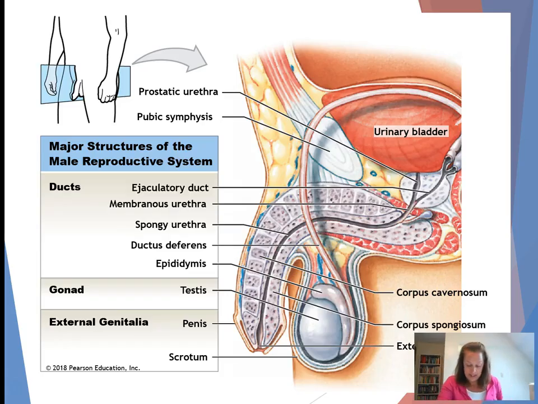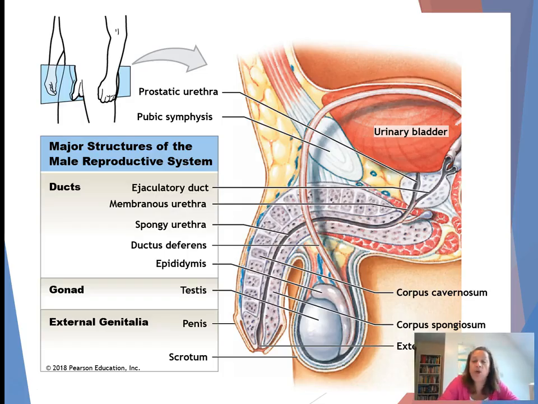Again, you will notice that the sperm are going to pass from the testes up through the ductus deferens, over the pubic bone, around the bladder, downtown, where we're going to meet up with the seminal vesicle. The ejaculatory duct is here, and then the spongy urethra down and out through the end of the external urethral orifice from the penis.